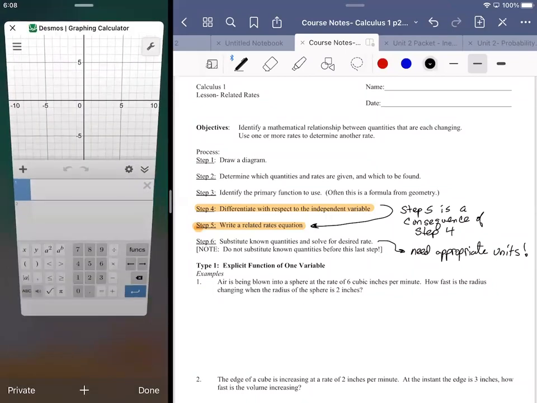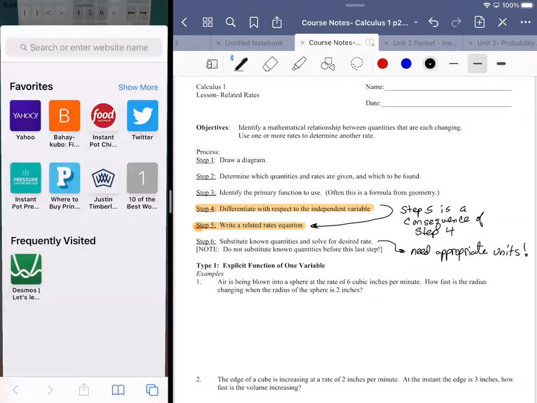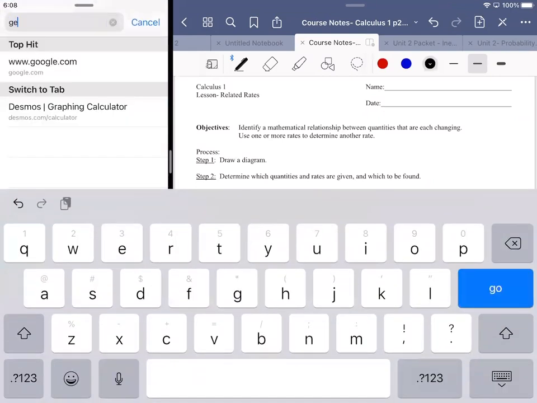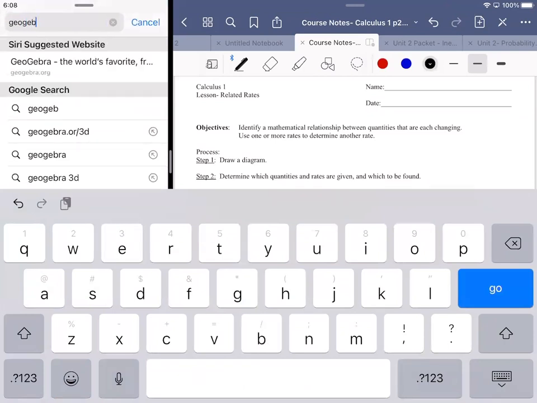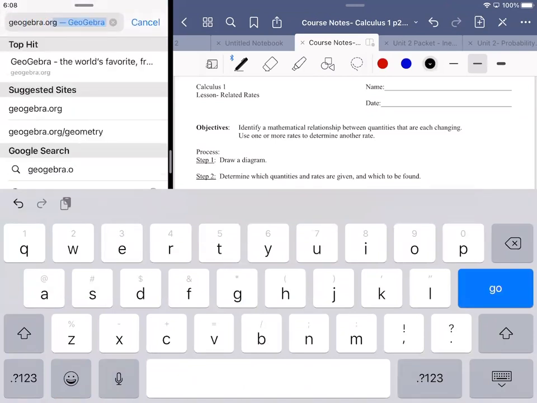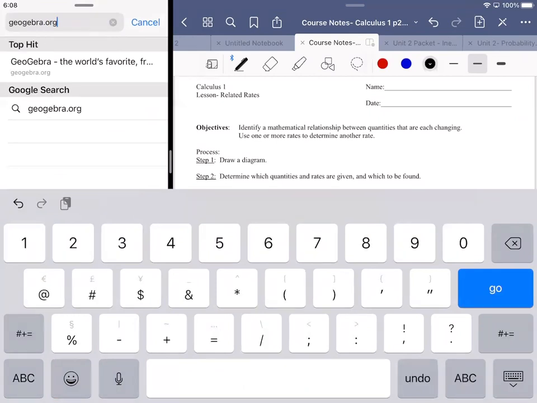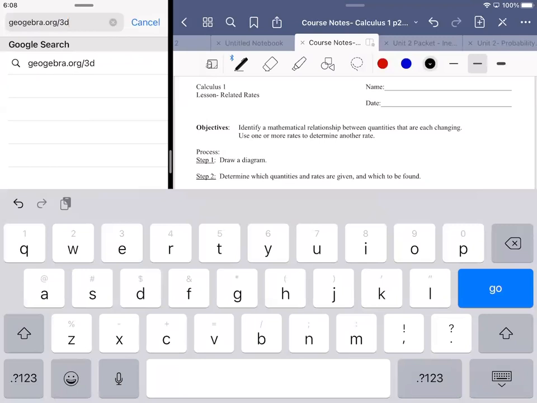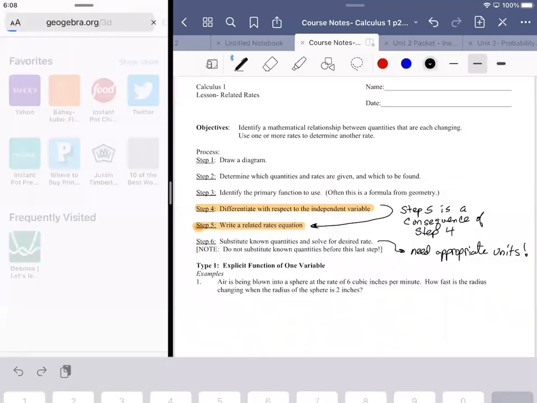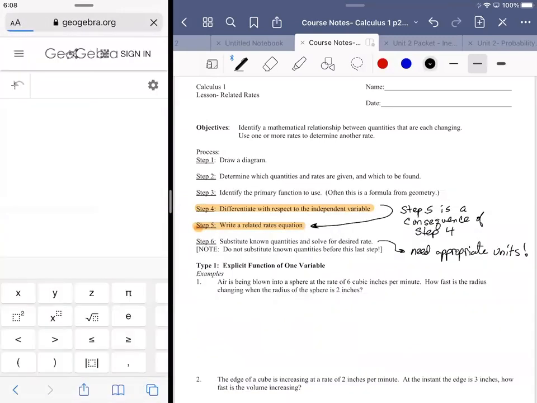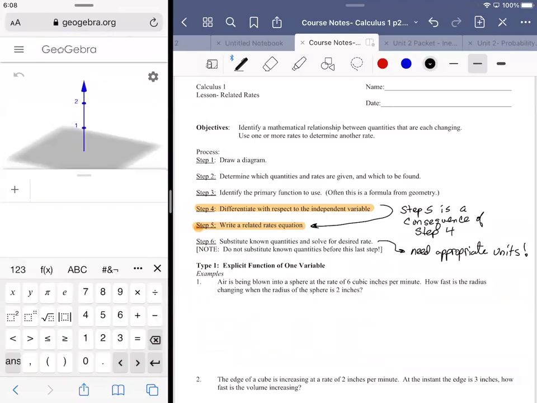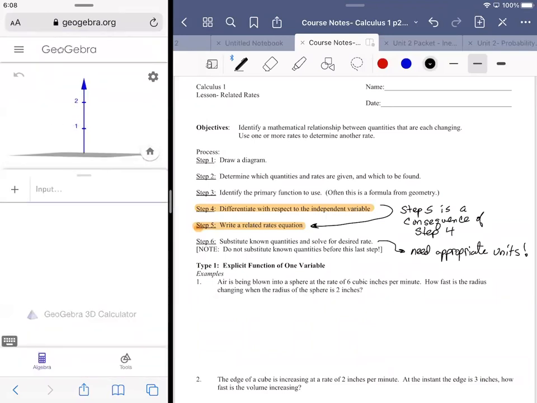I could show you an app that could be useful. It's called Geogebra. So geogebra.org and then /3D. I mean, they don't really have an app. It's just their website. It has a little bit of a similar feel to Desmos, except it does more with three-dimensional math.